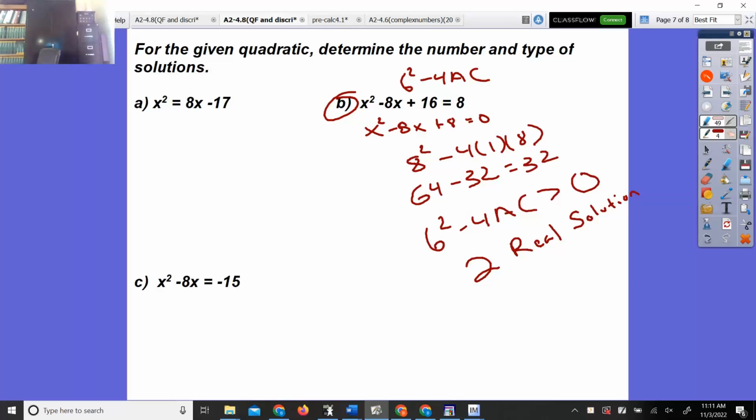You guys do C. Don't worry about A, do C. Put it in standard form first. Don't be like Joe Biden.